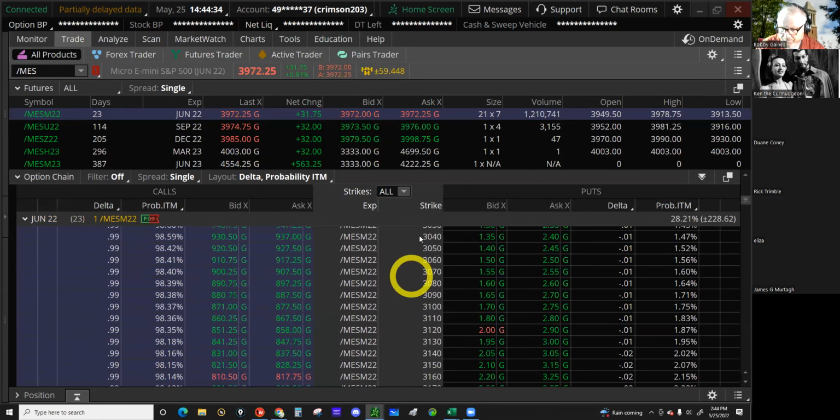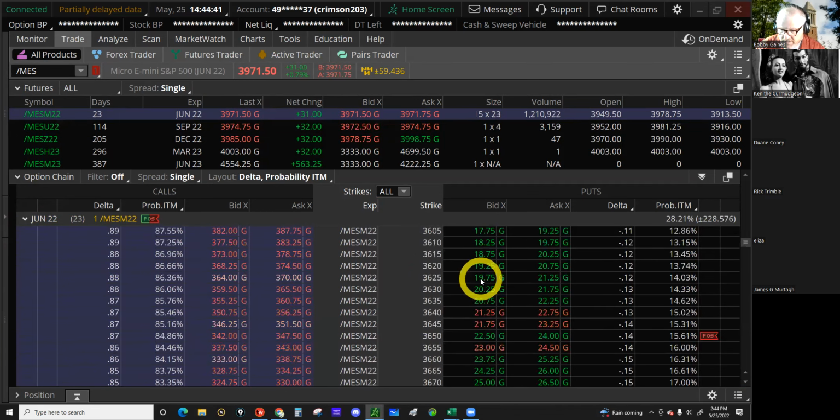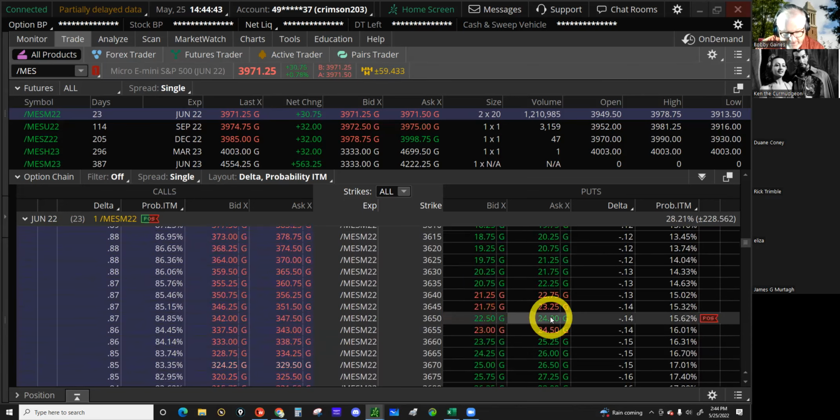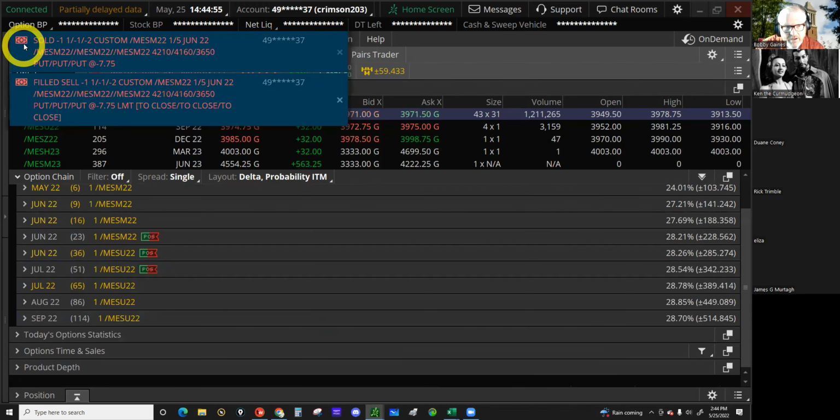$36.50s. Two of them, right? There she is. Go grab two of those. 36.50s. Two of them. So it's going to cost us a debit. Let's see if we can get out here. Yep, we got out at 775 debit.